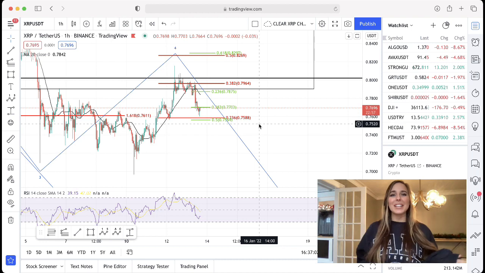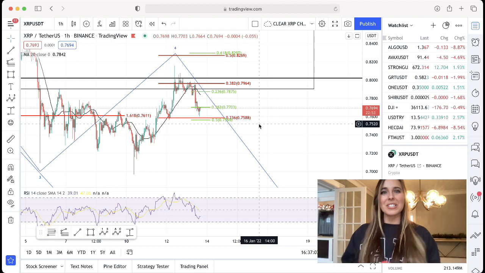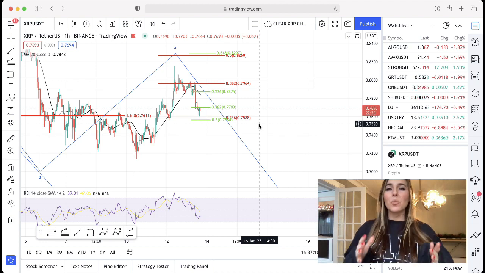Okay, so that is my extended analysis on XRP, guys. I think I started from the 4 hour down to the 1 hour and down into the subwaves for you. So I think you know what to expect.